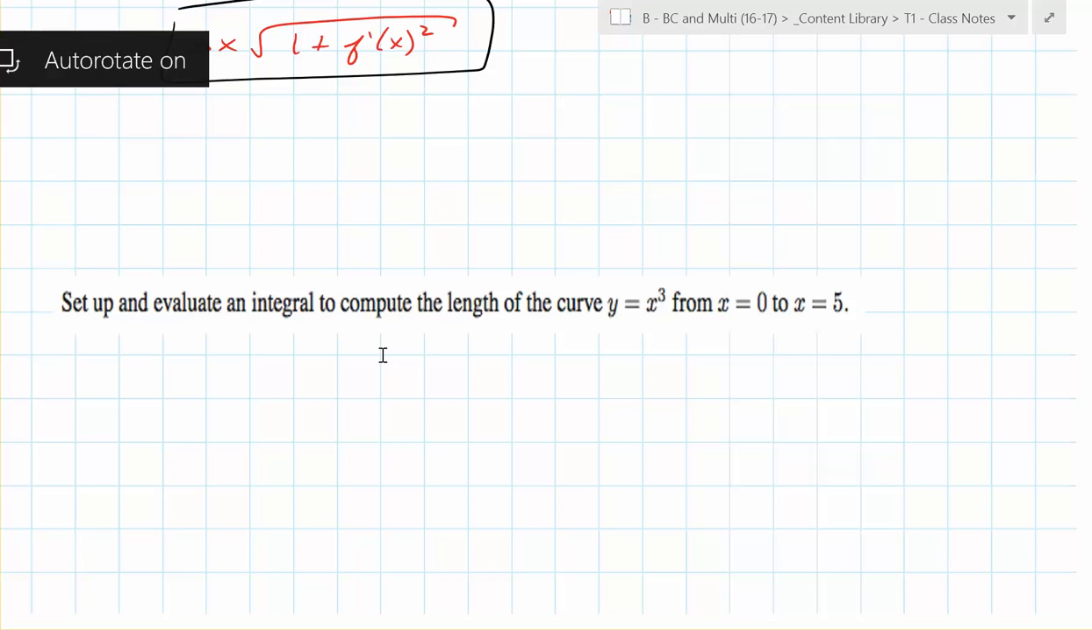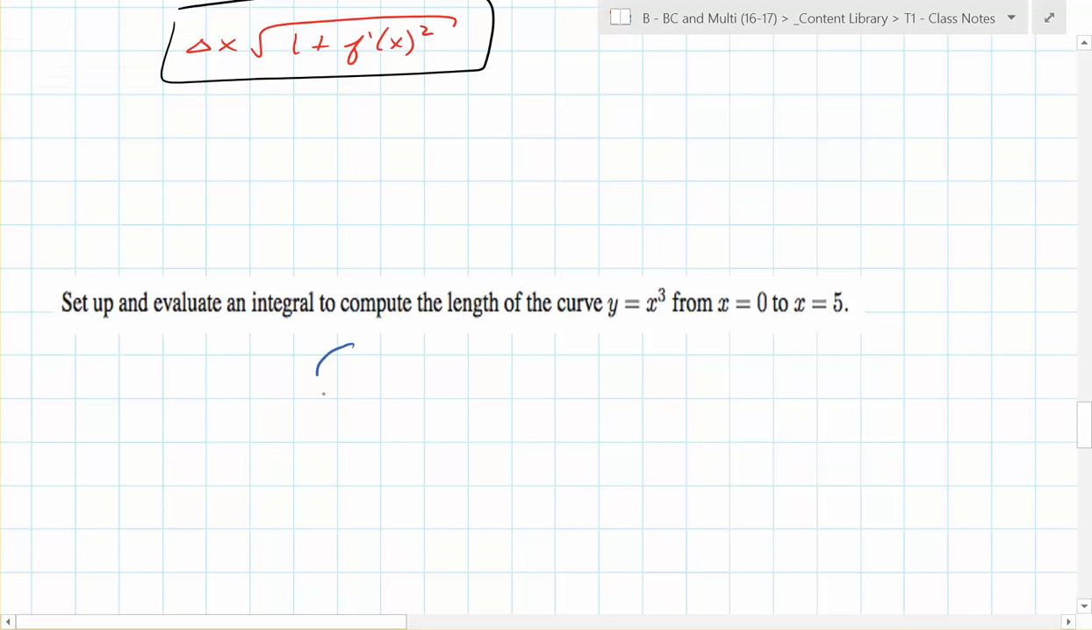Think we're going to integrate from and to? What are our limits of integration? 0 to 5. What do you think we're going to integrate here? Well, delta x times the square root of what? 1 plus what? F prime.